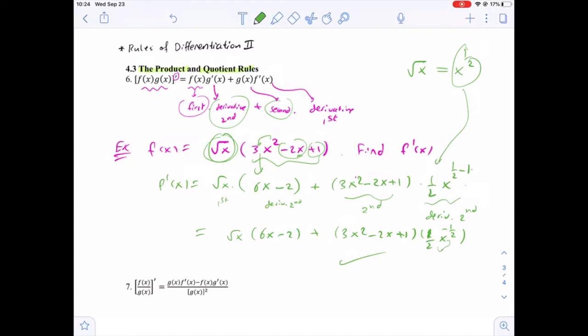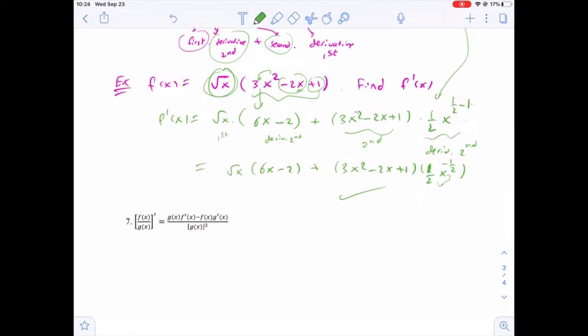I'm gonna leave it in this form. Now another rule is called the quotient rule. As you can see here, we have two functions, f of x and g of x, and we want to find the derivative. How do we apply the derivative?